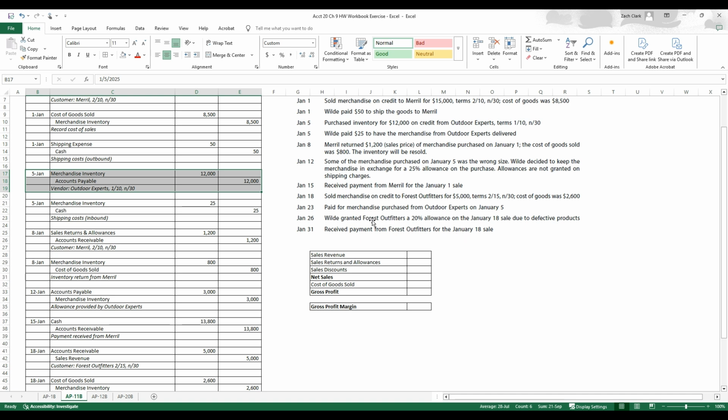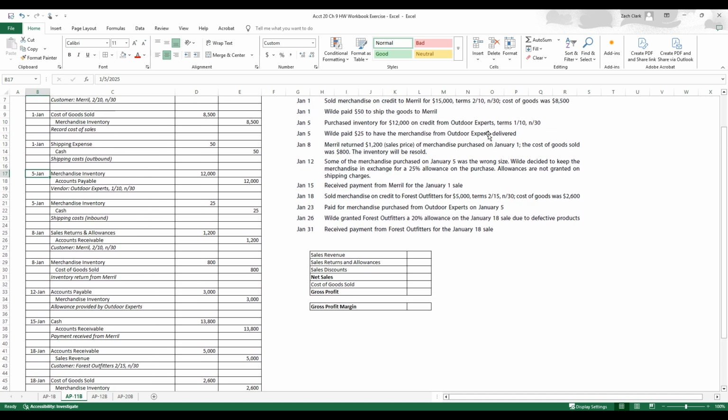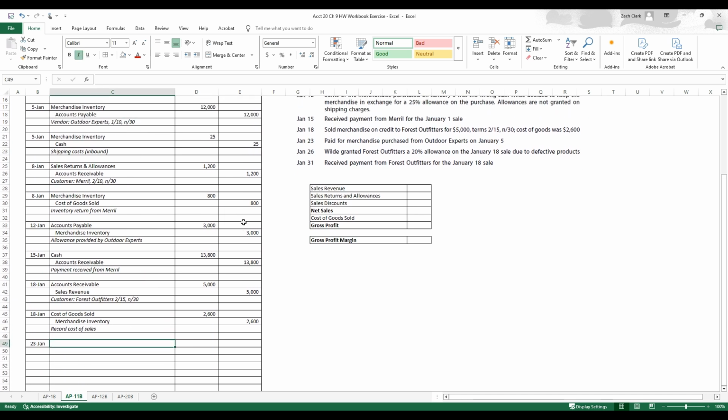Is that the right one? Forest Outfitters. Oh, sorry, I'm thinking. Outdoor Experts, right? Yeah, Outdoor. Okay, sorry, I was getting mixed up there. So this was our purchase, and we don't get to take the discount, right? Because we would have had to pay within 10 days. They had 1/10 net 30, so shoot, we don't get the discount. We took too long to pay, but that is what it is.